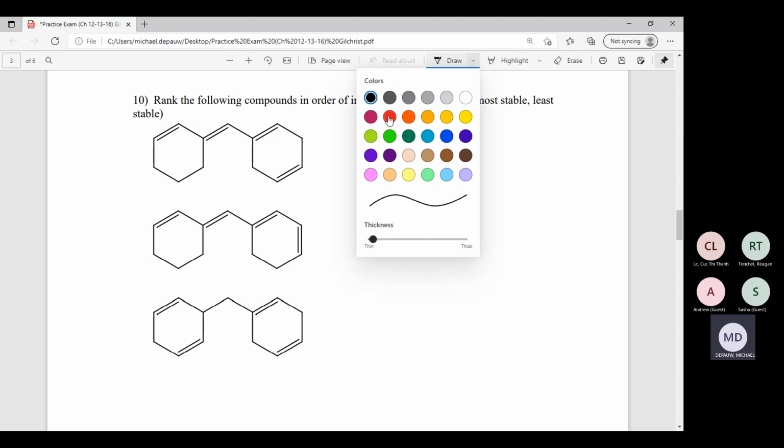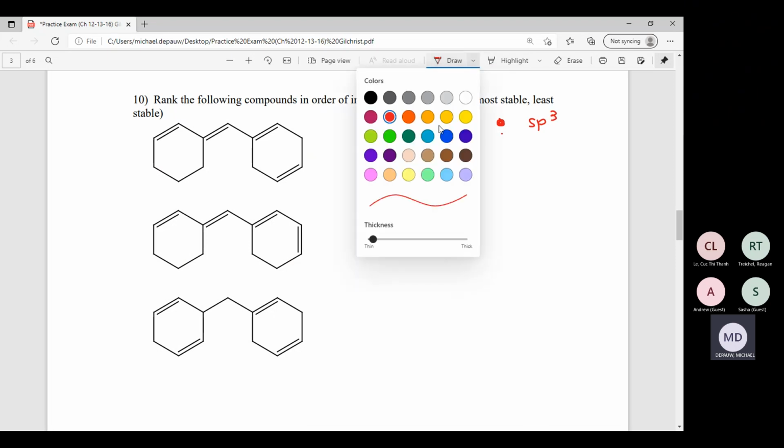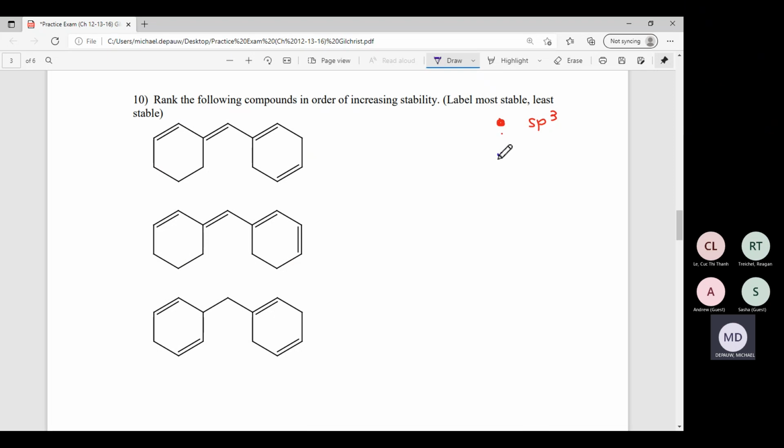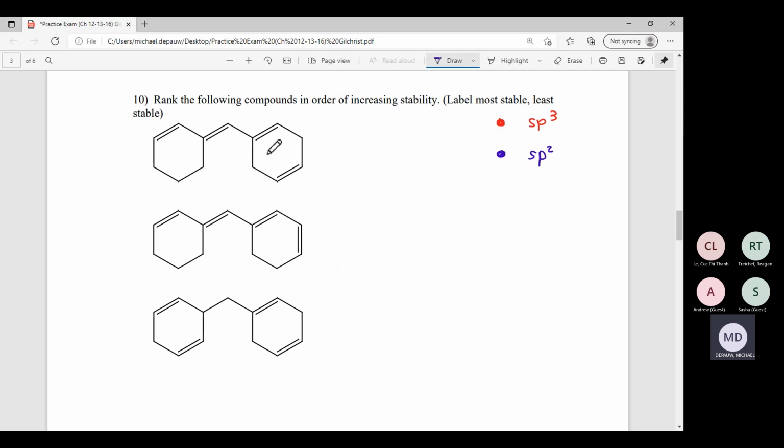So I'm going to take this color, which I think is red, and I'm going to say that this is your sp3 hybridized carbons. And I'm going to take this color, which I think might be blue, but I don't know. And I'm going to say this is your sp2. I still see color, I just don't see it the same way you do. So I can't tell if things are like blue or purple or whatever. I know it's weird.